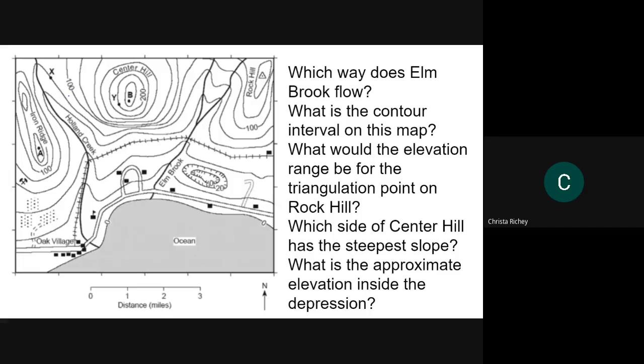What is the approximate elevation inside the depression? Depression's right here. Remember, everything is worth 20. So I'm going down. This is 20. I am now at 0, which is sea level. One more is going to be negative 20, or 20 feet below sea level. You're going to add 1. So it's going to be anywhere between sea level down to 19 feet below sea level. Honestly, that's probably the hardest part, figuring out the range.